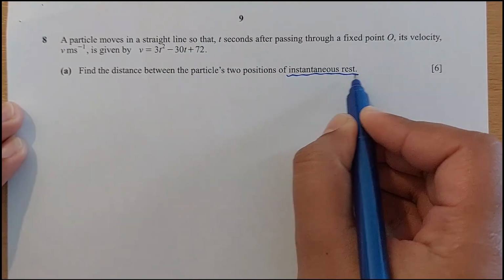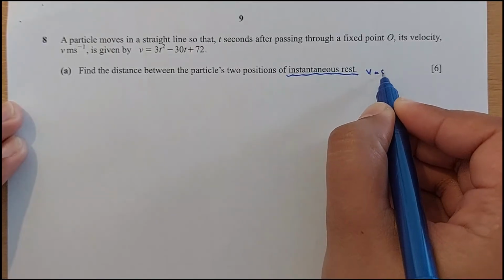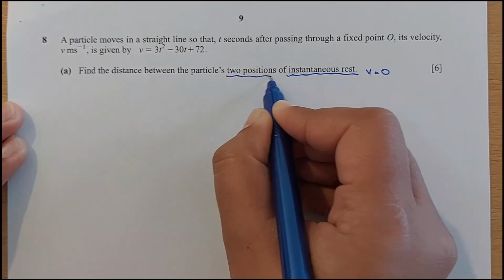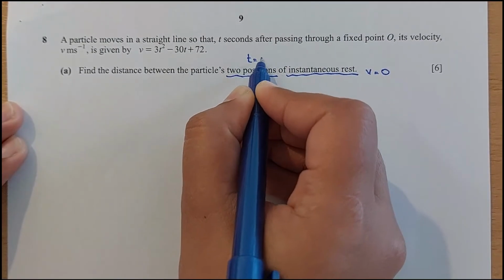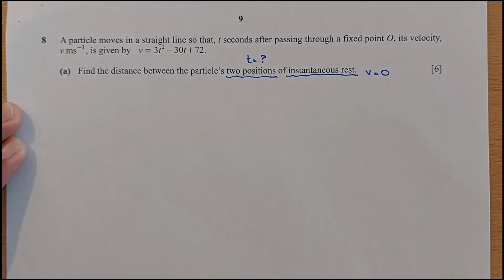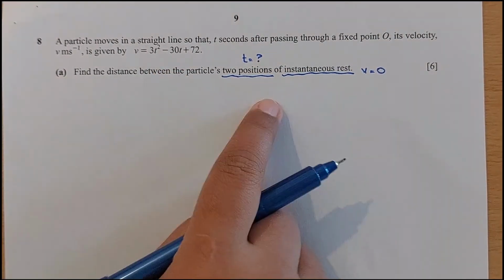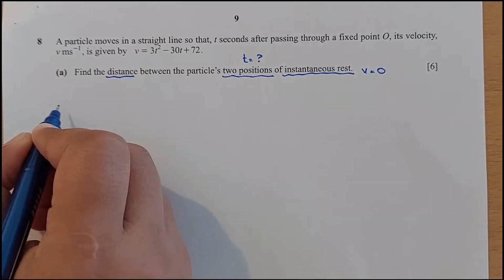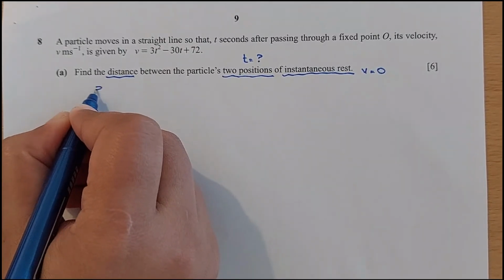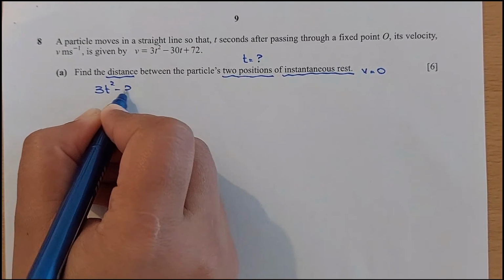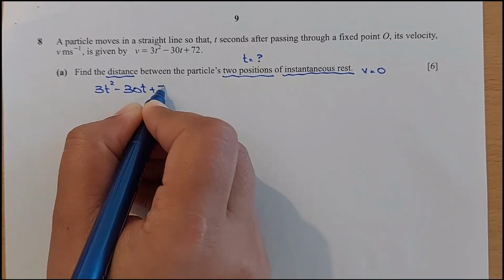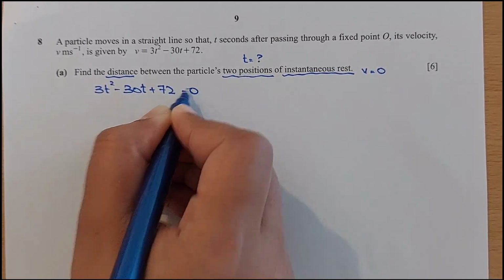When the particle is at rest, it means its velocity is 0. So basically we need to find the two values of time when the velocity is equal to 0. Let me substitute, then we will do the distance. So when the velocity is 0, 3t² - 30t + 72 = 0.